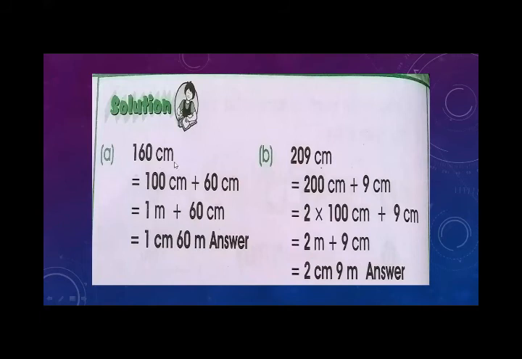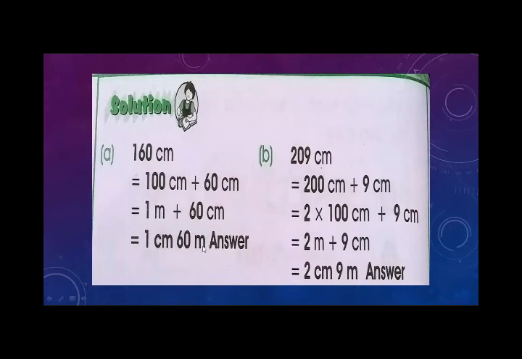So 160 centimeters. First of all, what you do? Break this 160 centimeters. Means in simple, like in notation and numeration, you break 100 separately and 60 separately. It will become 100 centimeters and 60 centimeters. You know that 100 centimeters is equal to 1 meter. So you write 1 meter plus 60. So your answer is 1 meter and 60 centimeters.